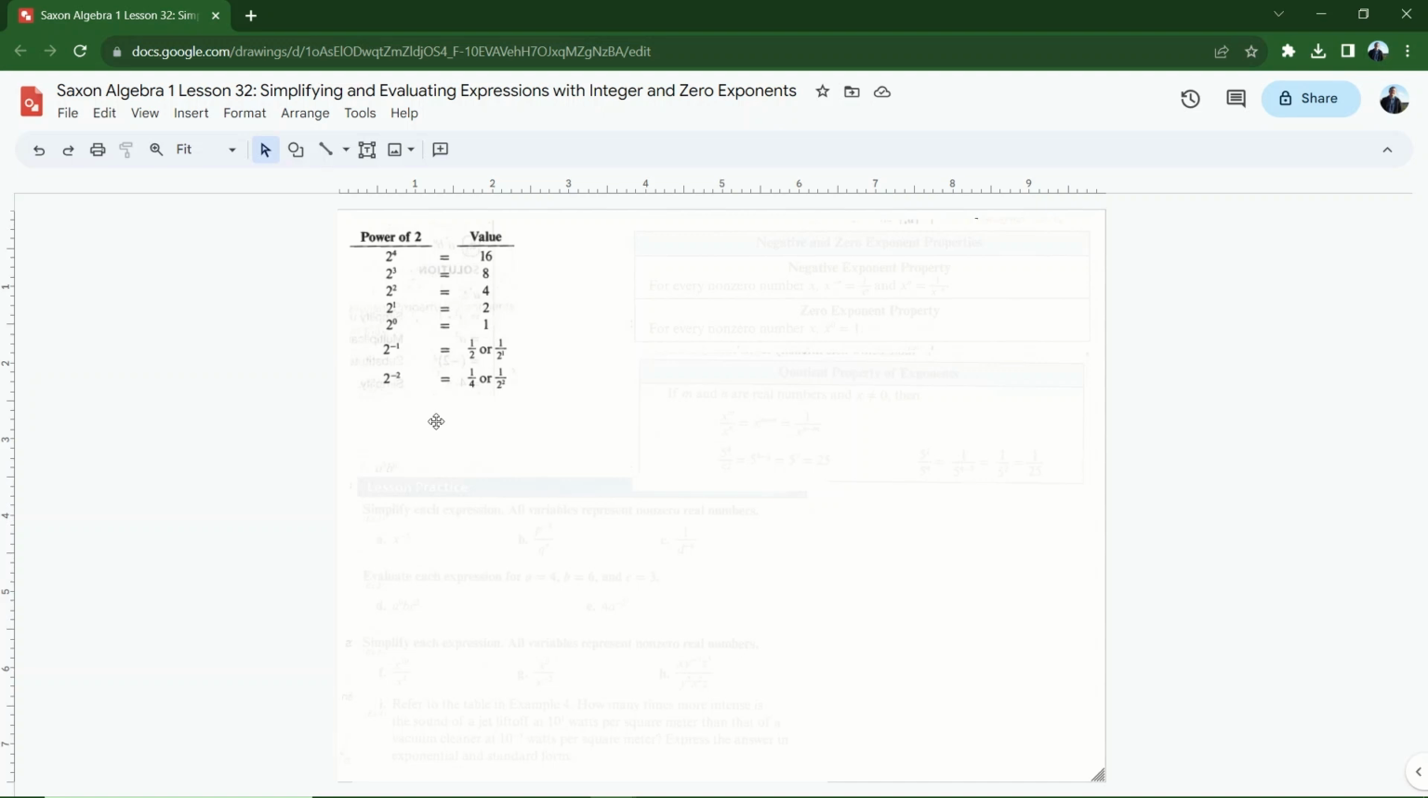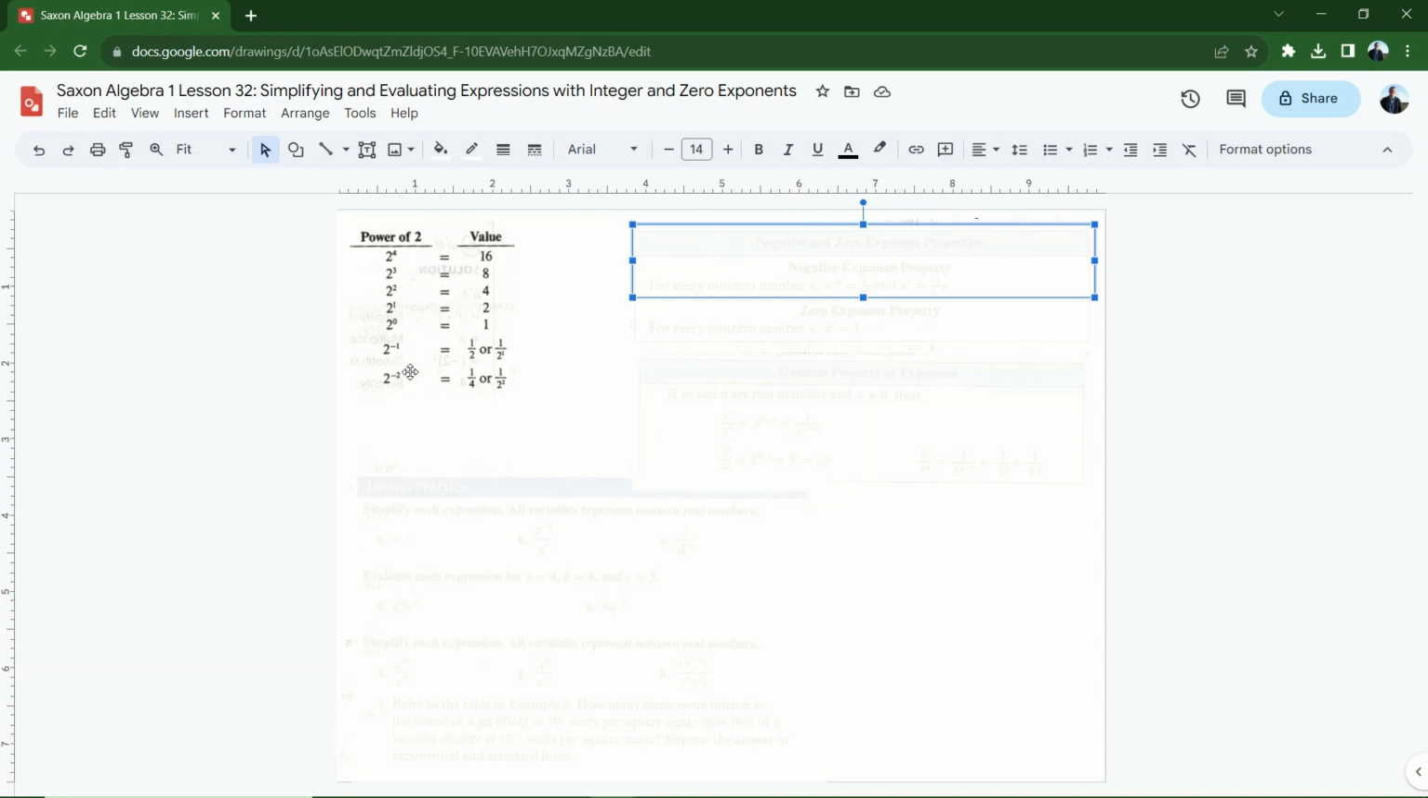Now, we're going to give that lots of practice in just a moment. But before we do that, let's talk about some properties we need to know.